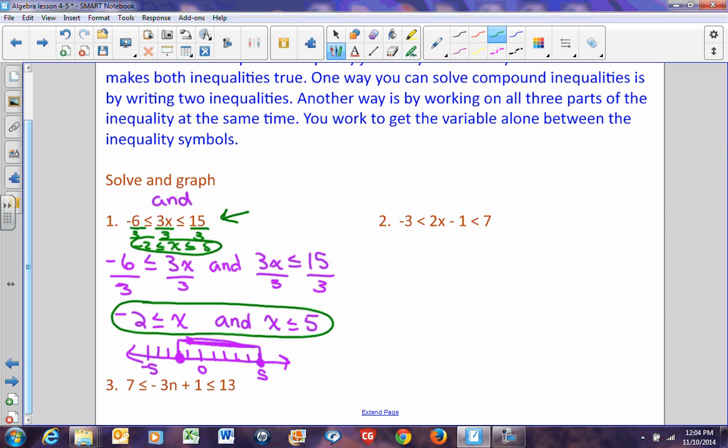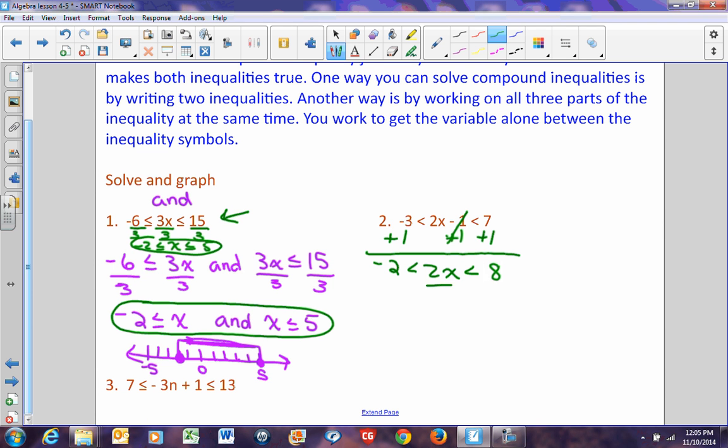Before I can start doing anything, I have to make sure I undo any addition or subtraction first. They subtracted 1 from 2x, so I need to add 1 to here. I need to add it to this side of the inequality. I also needed to add it to the other side of the inequality, so we should do it 3 times. It cancels out here, leaving me with 2x. 2x is greater than negative 3 plus 1 is negative 2, and less than 7 plus 1, which is 8. So I now have negative 2 is less than 2x, which is less than 8.